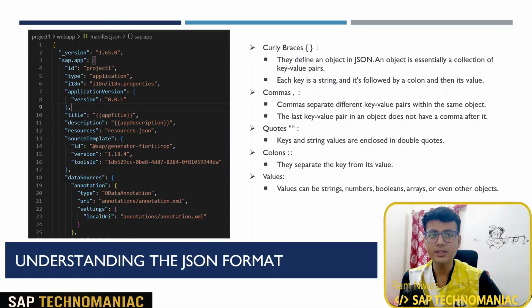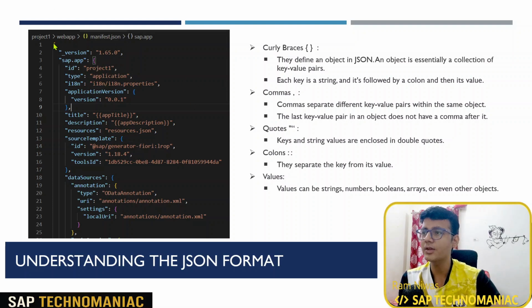Before going further, I just want to explain the JSON file, how a JSON file looks like. First, we will see curly braces everywhere. Each curly brace represents a JSON object. Within the JSON object, we will have key value pairs. Key will be in string format. Values can be a string, number, boolean, array, or any other object.